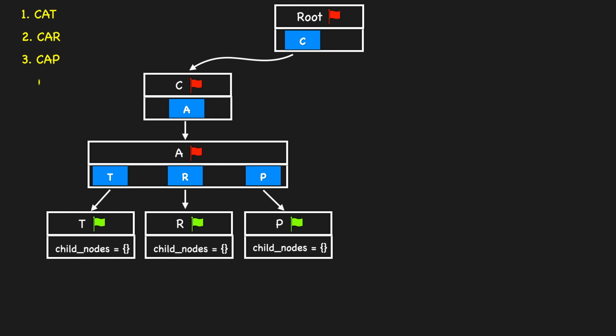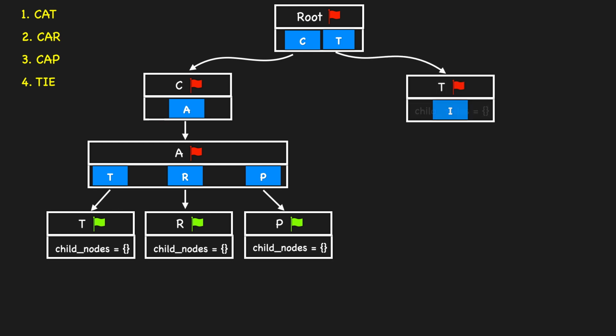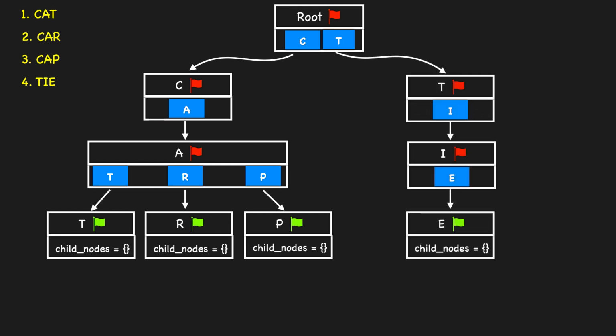So next we'll insert the word tie. Now tie does not share any prefixes with existing words, so we'll add T to root's child nodes and then insert the remaining characters in a similar manner. So with that, let's now insert a couple of more words to this trie.